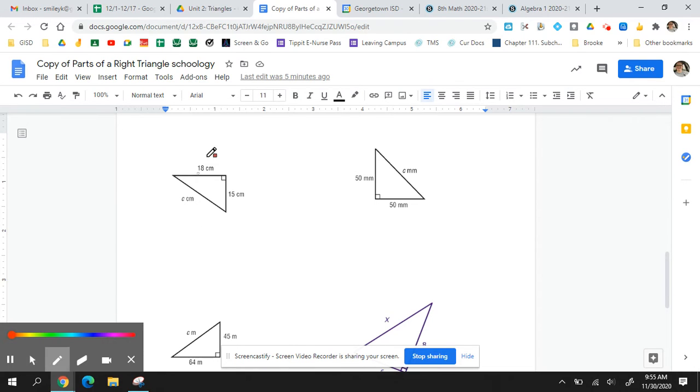Okay, on these first couple, it even labels where C is located. We notice that it is directly across from your right angle. So in yesterday's lesson, we had squares and square roots, where we took numbers and we squared them and figured out what that was. So we're going to do that again, and we're going to plug into our Pythagorean theorem formula.